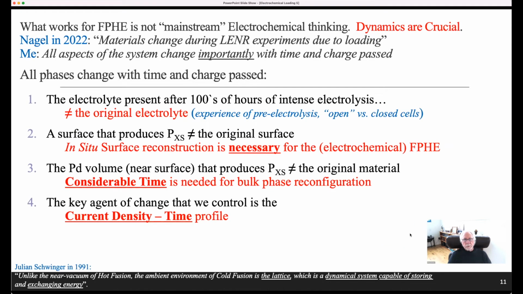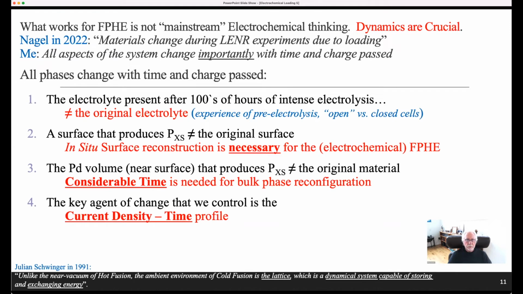What works for Fleischmann-Pons heat effects is not mainstream electrochemical thinking. The dynamics are crucial. Dave Nagel in this workshop told us that the materials change during LENR due to loading. That's true. My assertion is that all aspects of the system change, importantly with time and charge passed. The electrolyte present after hundreds of hours of intense electrolysis is not the same as the original electrolyte. A surface that produces excess power is not the same as the original surface.